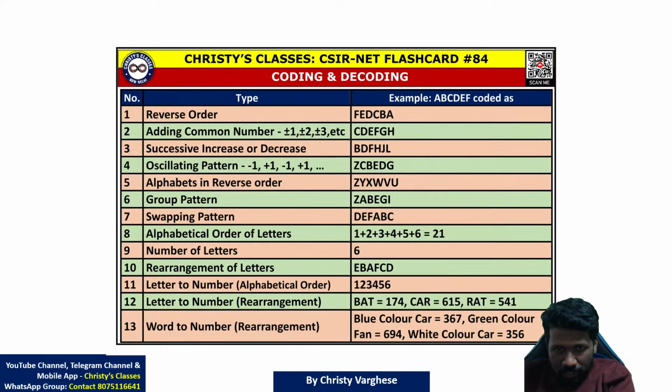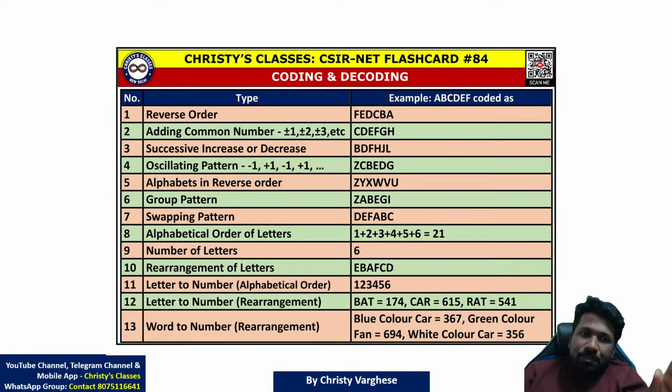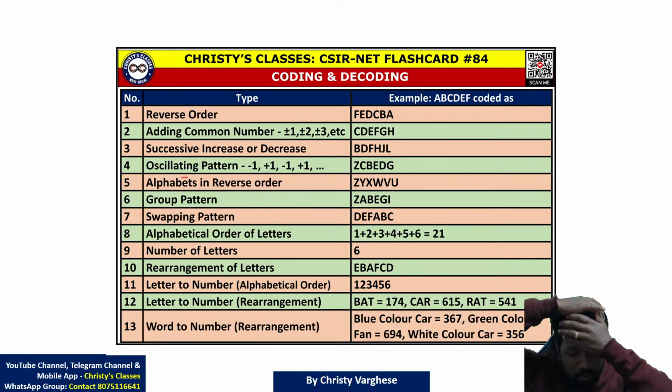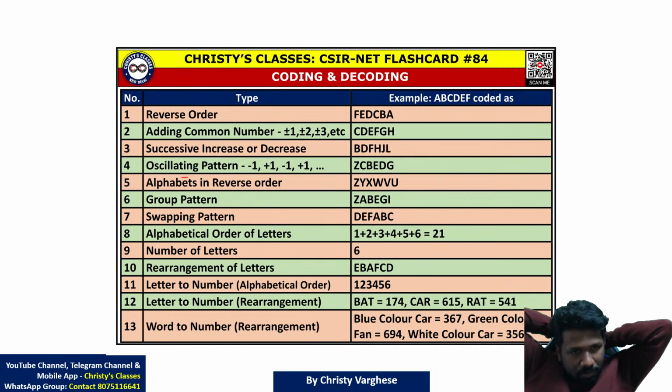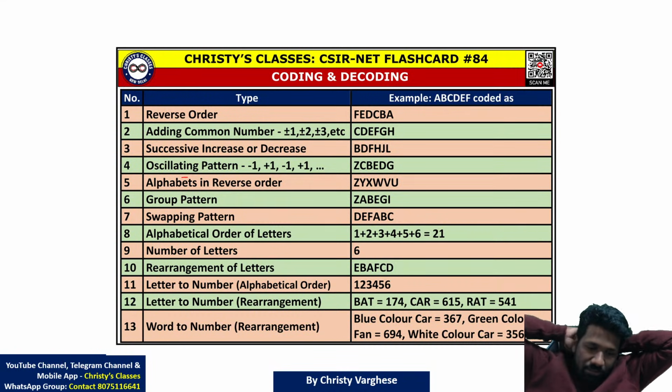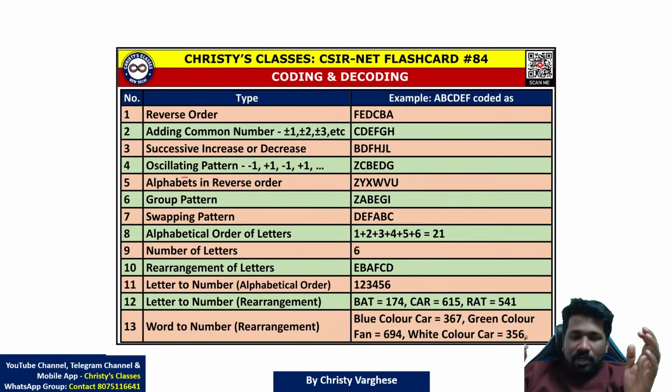So then coding decoding an important topic, questions can be expected from this chapter. Different types of coding decoding, detailed lecture on this topic I have taken, go through it. Those of you are new to the platform, check out the previous YouTube videos itself, many I have given. Complete course students, systematic lecture on this topic we have covered.